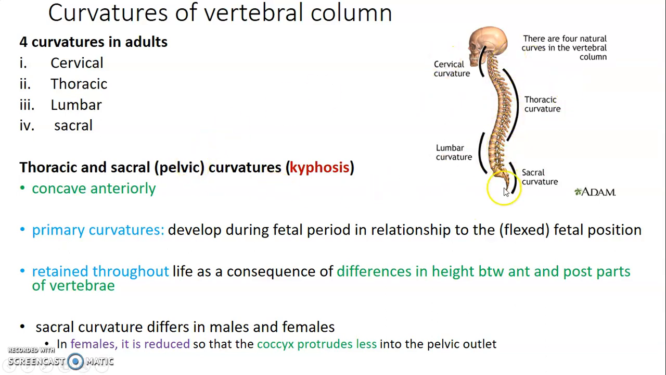We retain these curvatures throughout life as a consequence of differences in height between the anterior and posterior part of the vertebra. So the sacral curvature differs in males and females. In females, the curvature is reduced and the coccyx protrudes less. But in males, they have a greater curvature of the sacrum and the coccyx protrudes more. Remember, in females, you need it to aid in birth or delivery. The fetus is supposed to fit and allow exit, okay? So you don't need it to be curved or with a protruding coccyx.